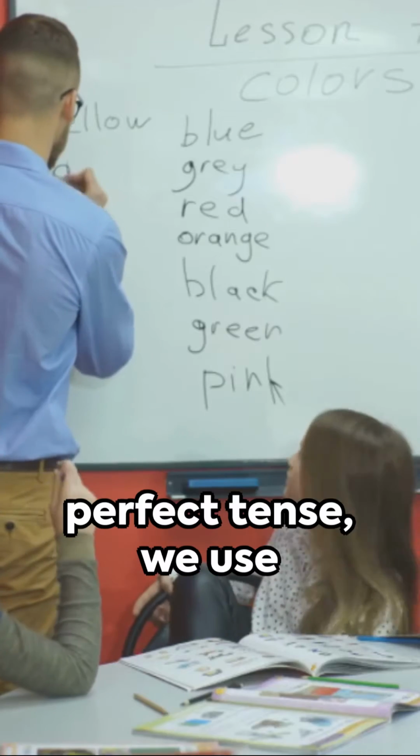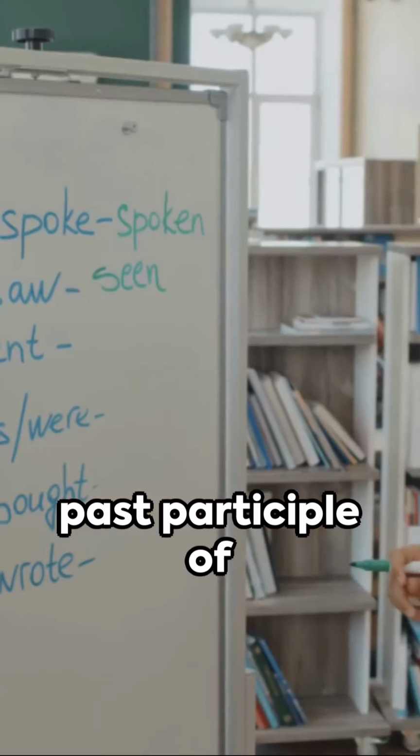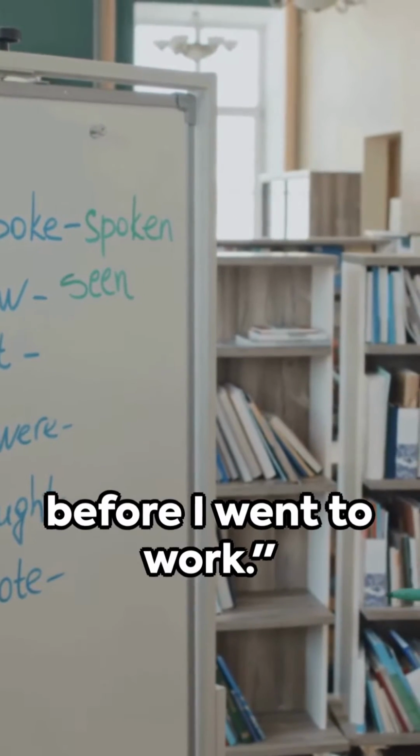To form the past perfect tense, we use the helping verb had, followed by the past participle of the main verb. For example, I had eaten breakfast before I went to work.